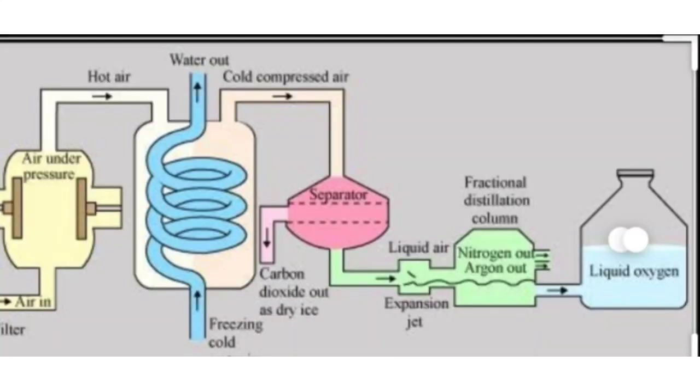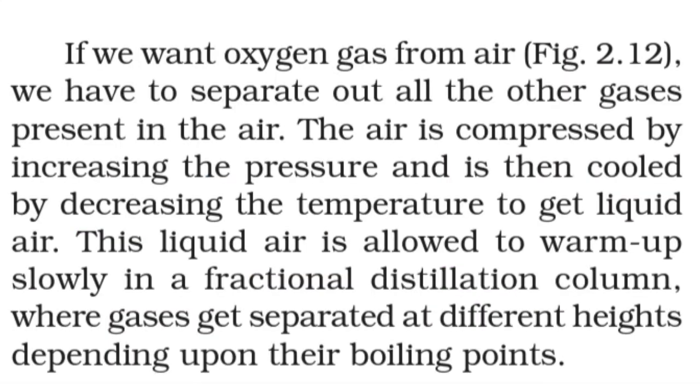If we want oxygen gas from air, we have to separate out all the other gases present in the air. The air is compressed by increasing the pressure and is then cooled by decreasing the temperature to get liquid air. This liquid air is allowed to warm up slowly in a fractional distillation column, where gases get separated at different heights depending upon their boiling points. So we finally get liquid oxygen.